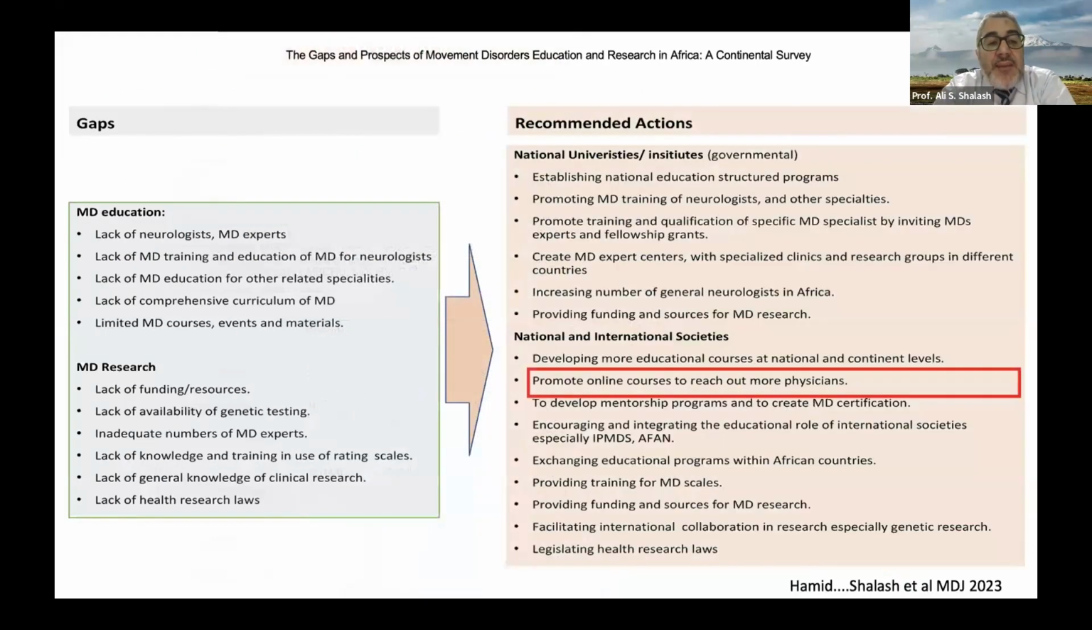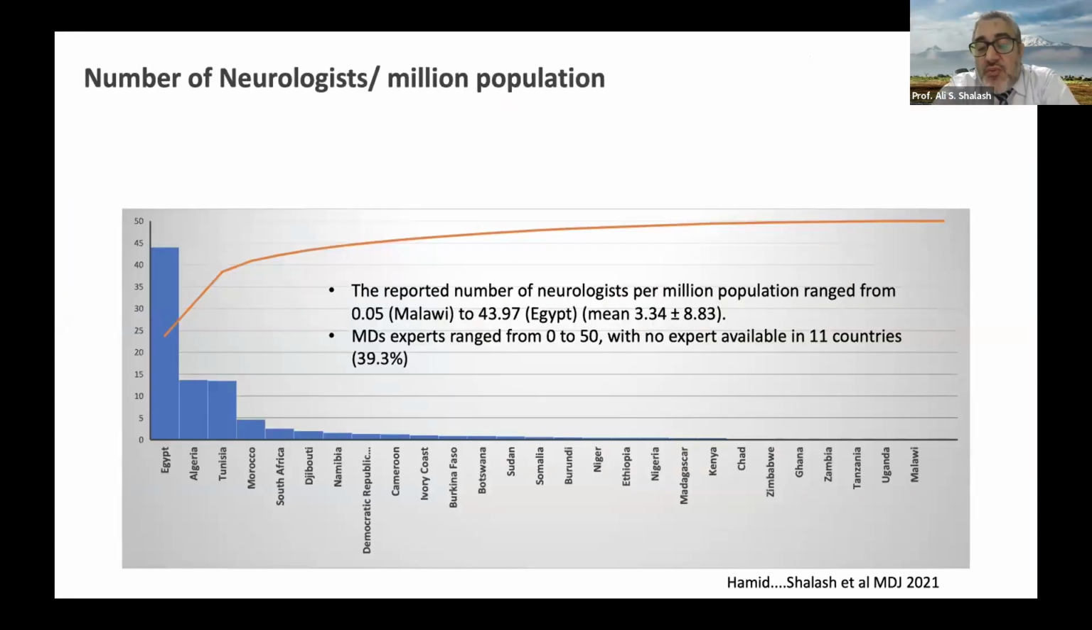And we have a lot of gaps: lack of expert training, lack of specialties and a comprehensive curriculum for movement disorders, and limited courses and materials. On the other hand, we recommended promoting online courses and the use of telemedicine in education. And as you all know, we have a shortage of neurologists in many countries in Africa, and this is also published in an article in the Movement Disorders Journal in 2021.